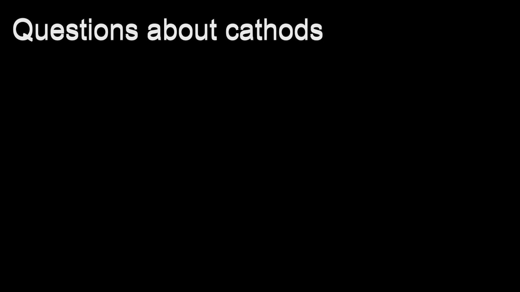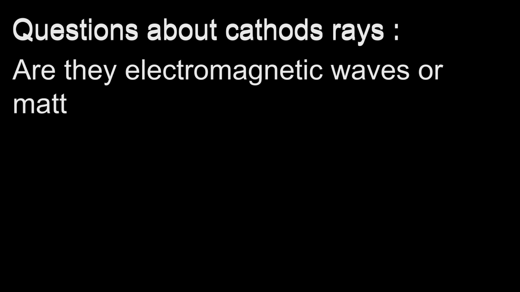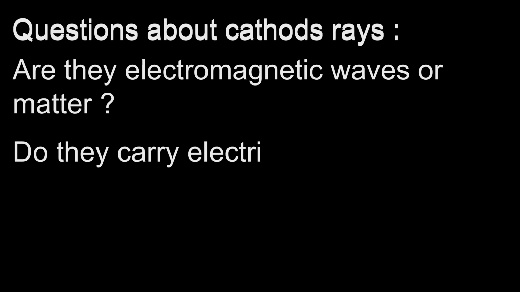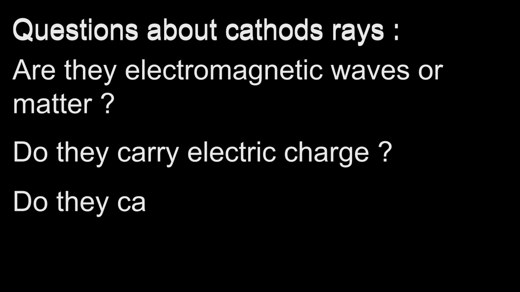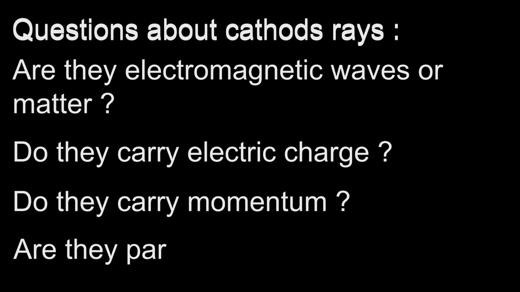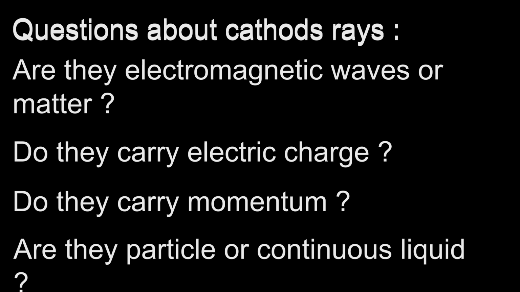At the time of discovery, there were a few questions about cathode rays. Are they electromagnetic waves or a stream of particles? Do they carry electric charge or are they neutral? Do they carry any momentum? Are they discrete particles or are they like a continuous liquid? A few people worked on those questions. One of them was Philip Lenard, a Nobel Prize winner in 1905.